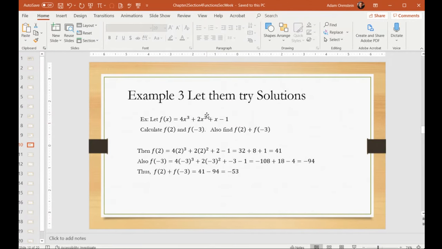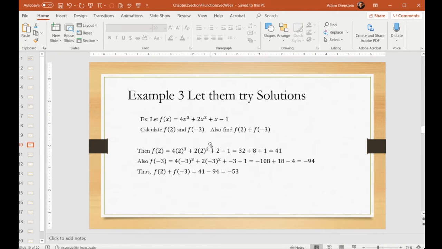Let me just go through this one. This one, of course, is slightly different. I wanted it to be f of 1, f of negative 3. But anyway, here's the example. I must have changed this one and forgot to change the other slide. Anyway, so here I want you to calculate f of 2 and f of negative 3, and then get the sum.